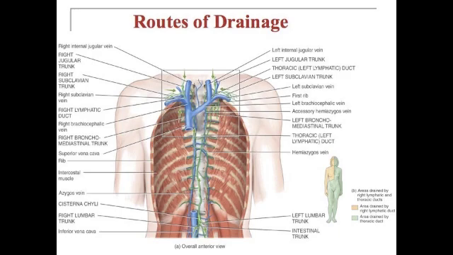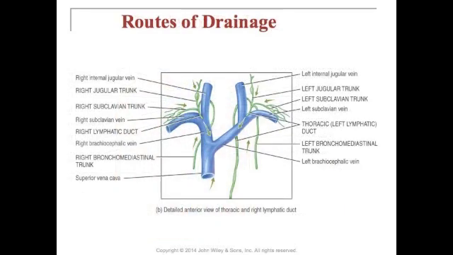So this is figure 22.3 on page 850, and this shows routes for the drainage of lymph plasma from lymphatic trunks into the thoracic and right lymphatic ducts. So all lymph plasma returns to the bloodstream through the thoracic lymphatic duct and right lymphatic duct. So this is the same figure on page 851 now. And we can see a detailed anterior view of the thoracic and right lymphatic ducts.